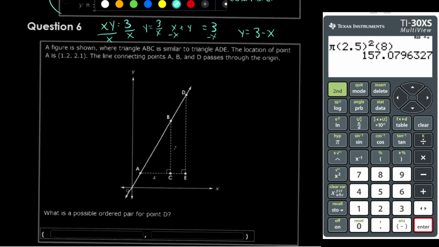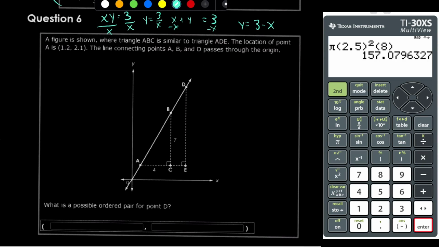Let's go to question 6. Question 6 is an interesting question for me. It's even one that when I looked at the practice test, I was intrigued what Ohio thought was the easiest answer.